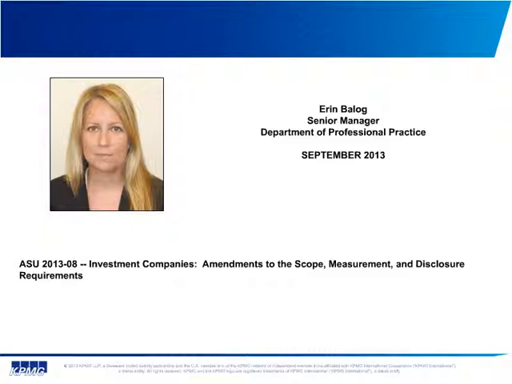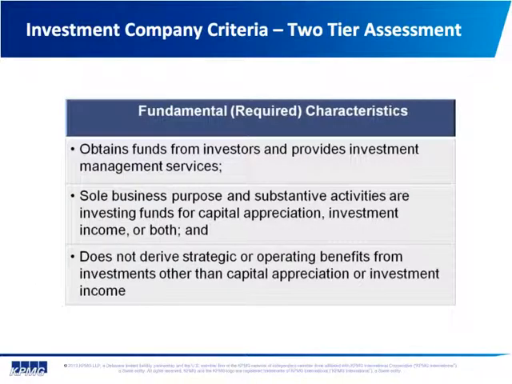The ASU also clarifies the measurement guidance that applies to an investment company, and it requires new disclosures for investment companies. The ASU requires all entities to assess fundamental and typical characteristics in order to evaluate if the entity meets the definition of an investment company. All three of the characteristics listed on this slide must be present. The entity must obtain funds from investors to which it provides investment management services, and the entity's sole business purpose and activities should be investing in funds for capital appreciation, investment income, or both.